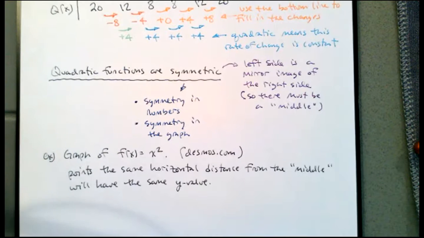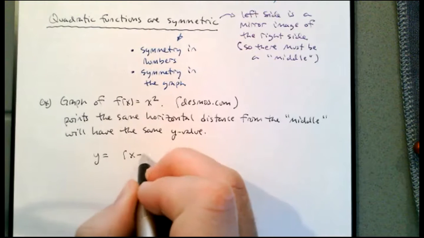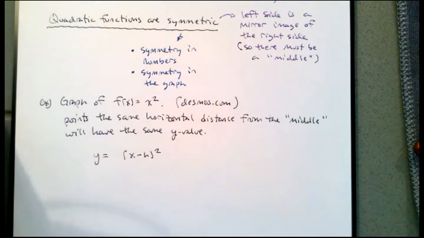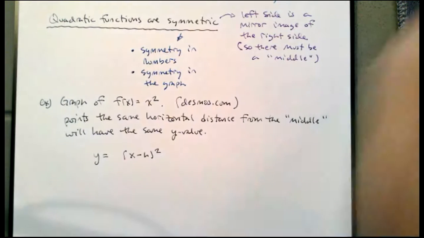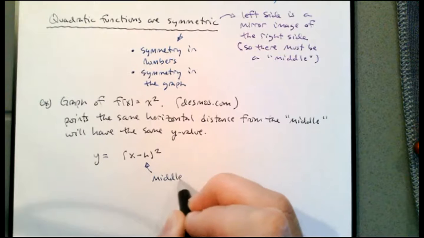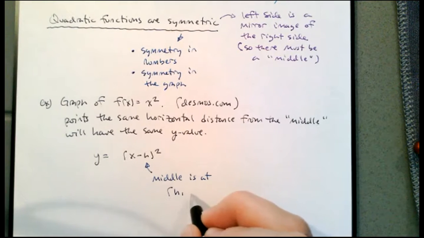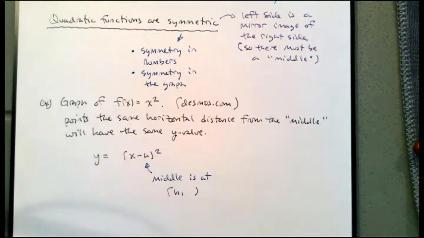And as we saw from that demonstration, if we look at y equals x minus h squared, then from this part of the graph, we can see that the horizontal middle, the x coordinate of the middle, will be whatever we're subtracting from the x. When it was x minus 3, the middle was at 3. When it was x plus 2.7, the middle was at negative 2.7.